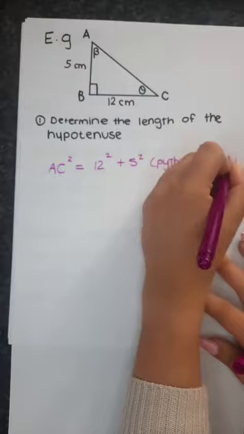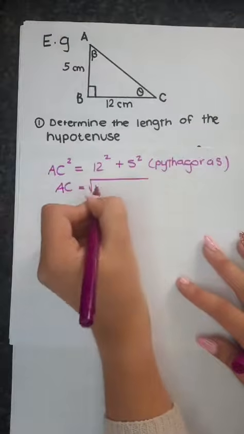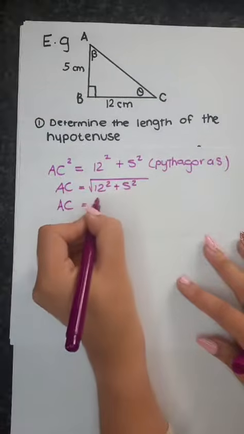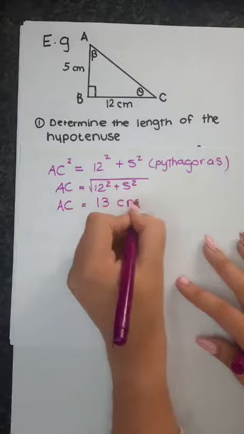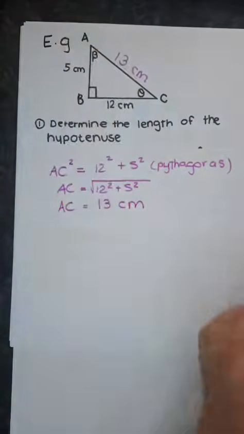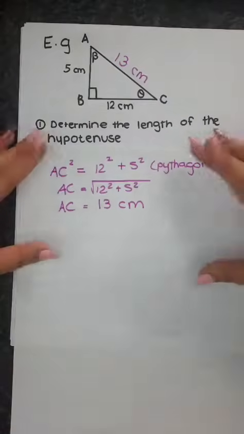because I'm using Pythagoras. And I'm just going to skip to this step over here, 12 squared plus 5 squared. We get AC is 13 centimeters. So I'm going to write that into my picture, 13 centimeters. Okay, easy enough. Now, let's move on to the next question.